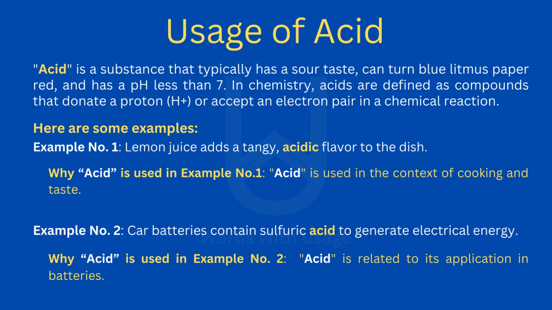Example number 2, car batteries contain sulfuric acid to generate electrical energy. Why acid is used in example number 2. Acid is related to its application in batteries.